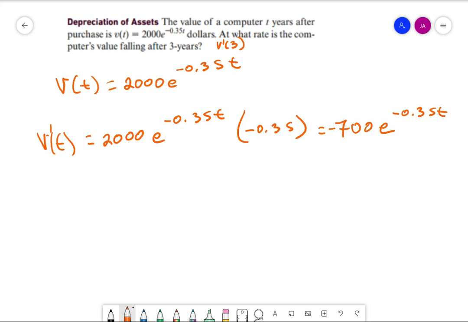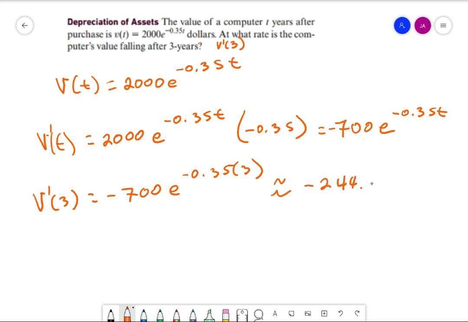Now we can just plug in our 3, so v prime of 3 is negative 700 times e to the negative 0.35 times 3. I get this is approximately negative 244.96 rounded, and I rounded to a penny because we're talking about money. And so I claim that after 3 years it is depreciating in value by $244.96 per year.